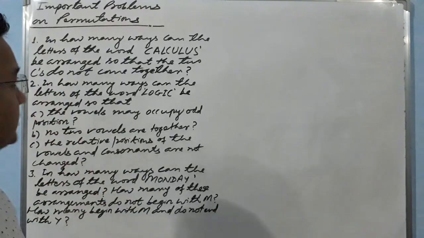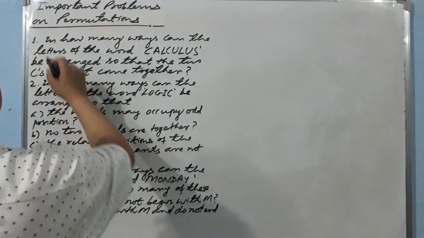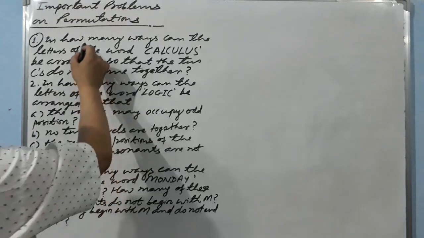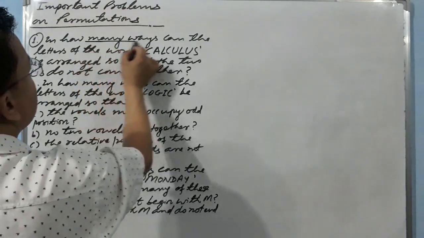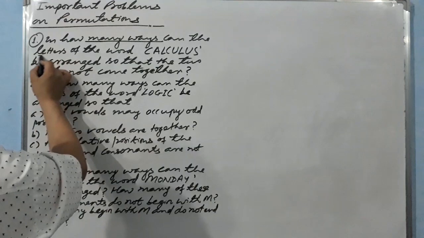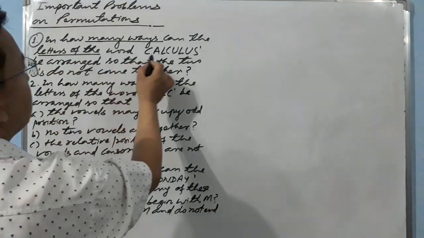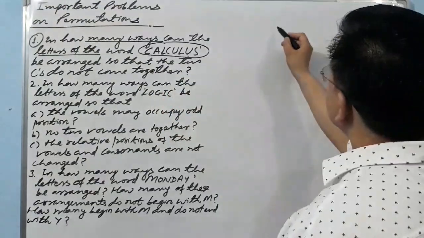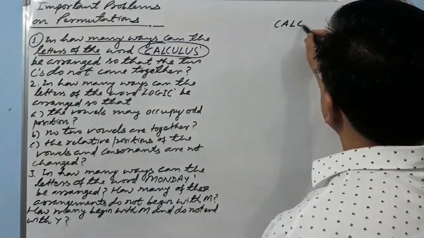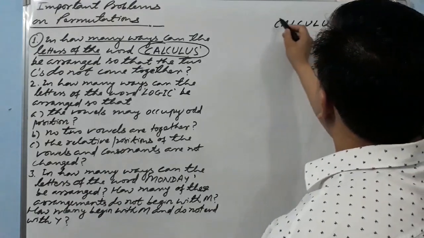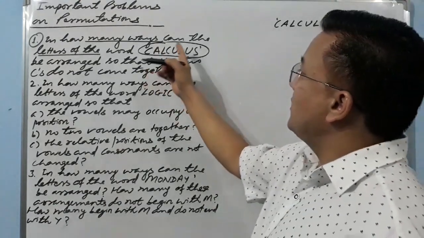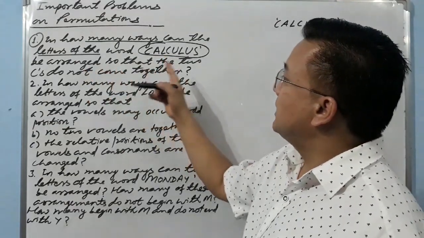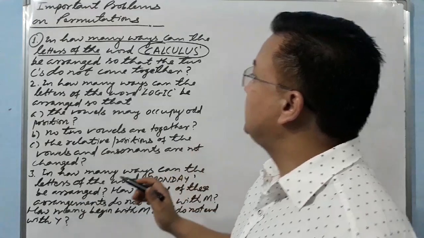So let's see equation number one. Let's move into question number one. Question number one is this one. Let's read. In how many ways can the letters of the word calculus, C-A-L-C-U-L-U-S, be arranged so that the two C's do not come together?